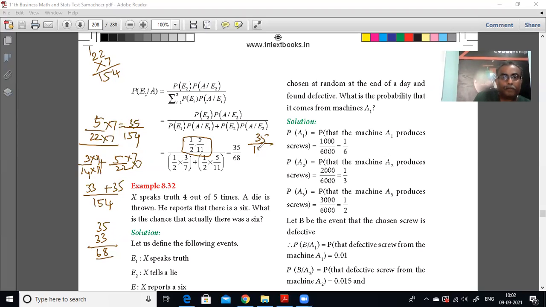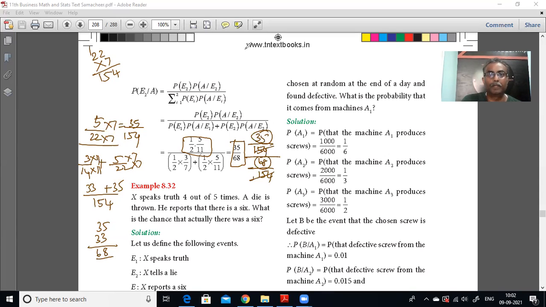35 by 154 divided by 68 by 154. Cancel both. So you get 35 by 68. So that is the answer. Okay, so this is a very interesting type of sum. Once you understand it, we will do 2 more examples. You will definitely understand it. Then you can go and try the exercises.